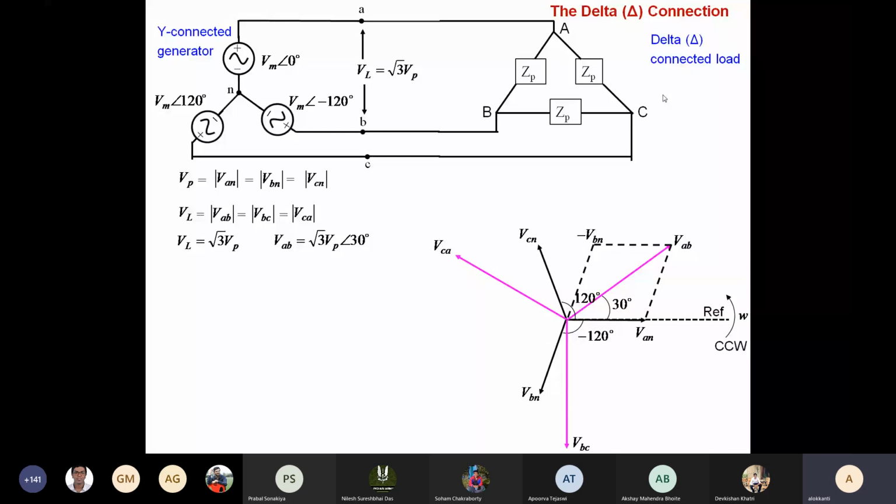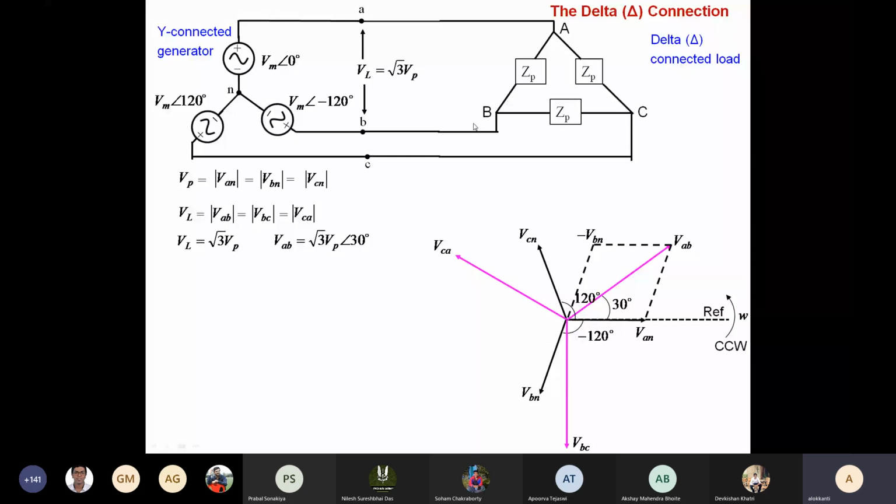You all know the delta to star conversion formula is already done. The same thing gets applied here. So this is connected to the transmitter. What we have is a very simple case: one star connected generator connected to one delta connected load through the transmission lines. For the time being, we are assuming the transmission lines have zero impedance.